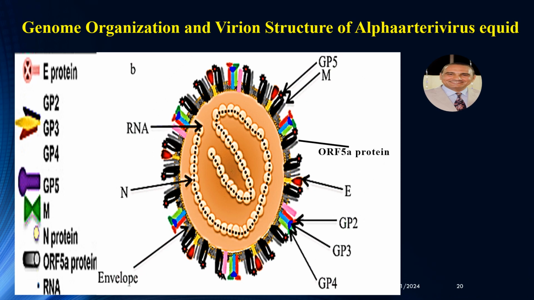This picture describes the genome organization and virion structure of alphaarterivirus equid, where the envelope appears here, and then the E proteins, and then the ORF5, which is named as 5 leader and 9 open reading frames, and then the 6 envelope proteins GP2B, GP3, GP4, GP5, M and N protein, and then the nucleocapsid protein N and the RNA of the virus.